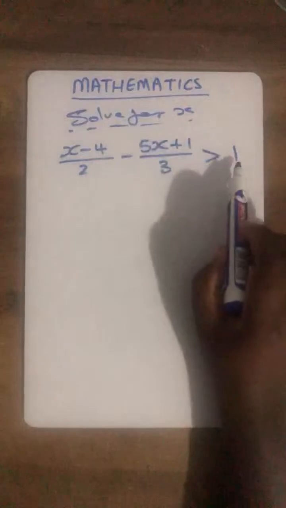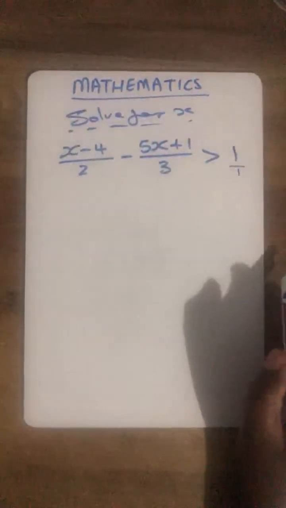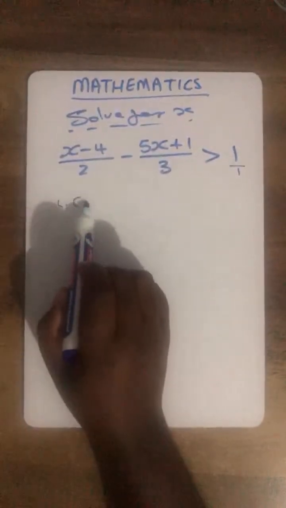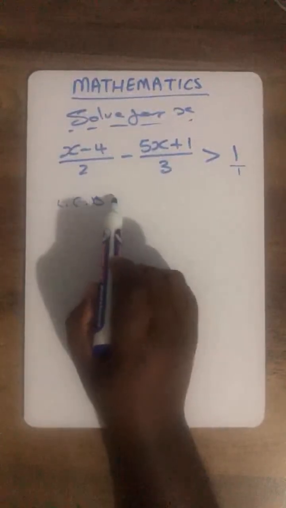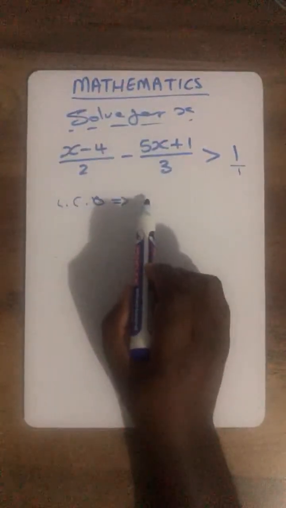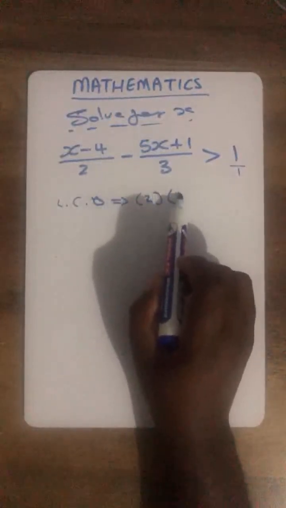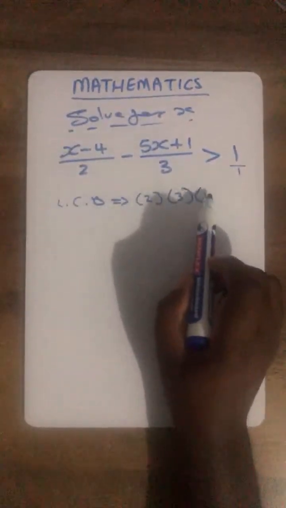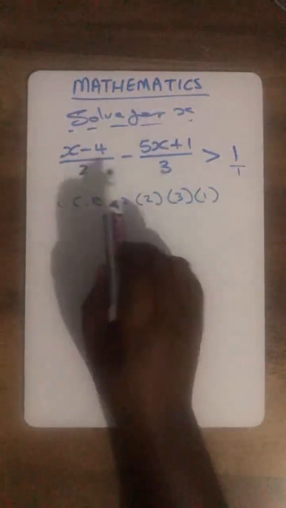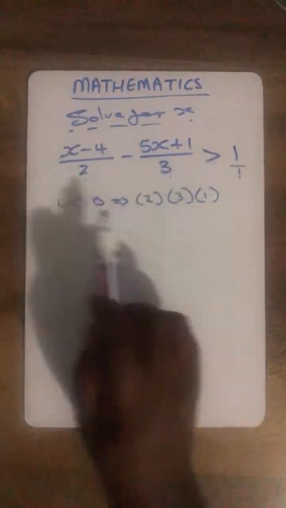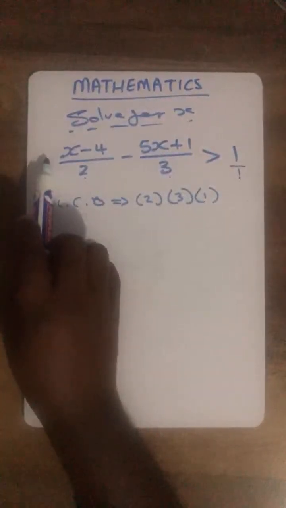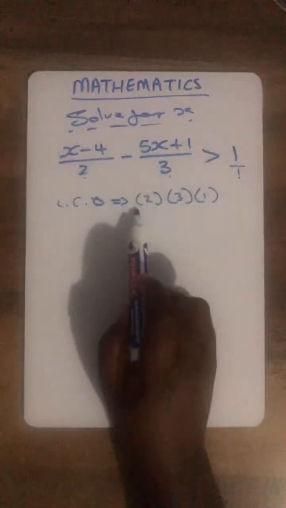Remember, this side we have a fraction. We can also fractionalize that one. So that means our LCD is the same as what? That 2, then that 3, and then that 1. It's like I took everything at the denominator, so I'm going to multiply each term by that.